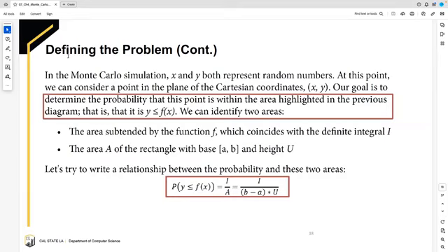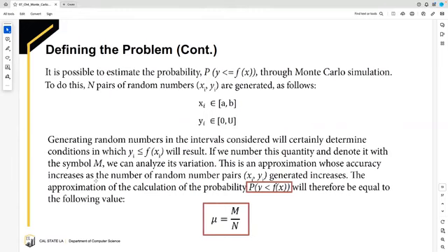Okay, so let's move forward. As I mentioned earlier, we are going to generate random numbers on the X and Y axis, right? So we have Xi in this range of A to B and Yi between 0 to U. And we are generating random numbers. And here we are working on that probability step by step, okay?